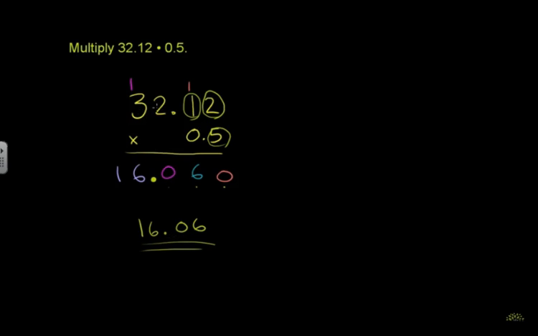Now the last thing you want to do is just make sure that this makes sense. You have a number that's almost 32, and we're multiplying it by 0.5. Remember, 0.5 is the same thing as 5 over 10, which is the same thing as 1/2. So we're really multiplying 32.12 times 1/2. We're trying to figure out what 1/2 of 32.12 is. And, well, half of 32 is 16, and then half of 0.12 is 0.06, so this makes complete sense.